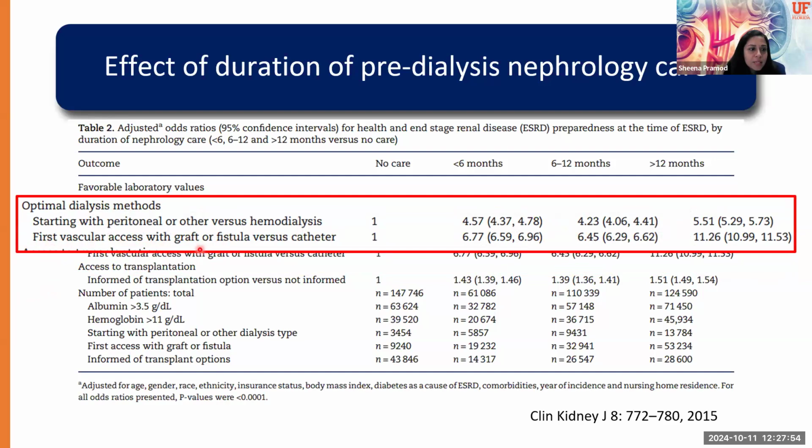Now, from our talk's perspective, having a vascular access, so a graft or a fistula, when patients have had nephrology care, they're 6 times more likely if they've had nephrology care up to 12 months, and double that amount if they've had nephrology care for more than 12 months. So duration of nephrology care seems to have an effect on vascular access choices.